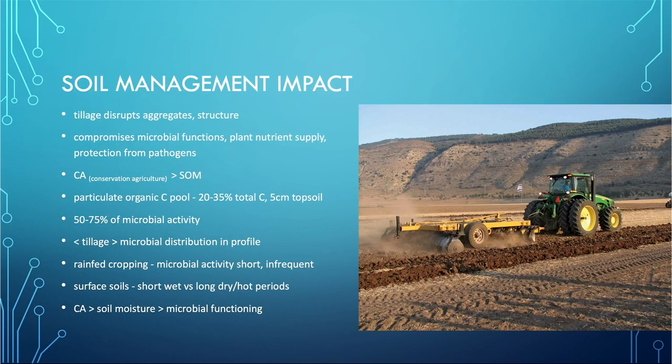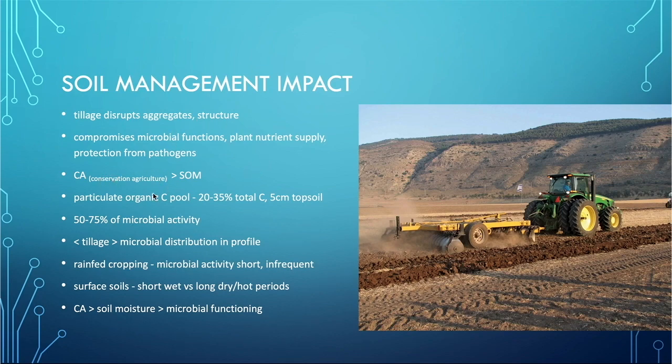So how do we then manage this system? In the sense of how does our management impact this system? So, of course, tillage disrupts the aggregates, the structure, compromises microbial functions, nutrient supply is compromised, and this protection from what we call pathogens is non-existent when we disrupt and we compact the soil.